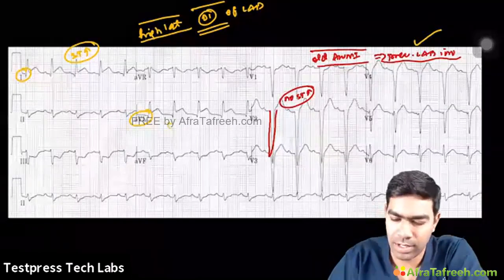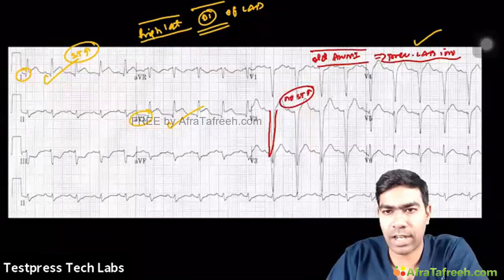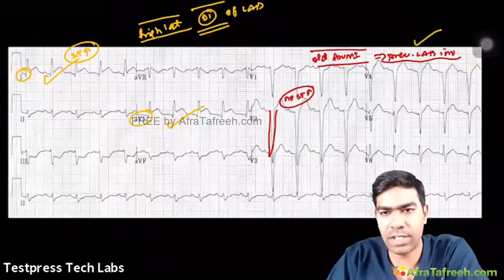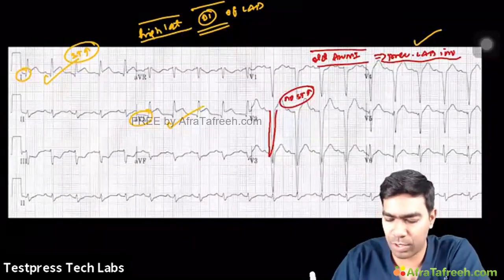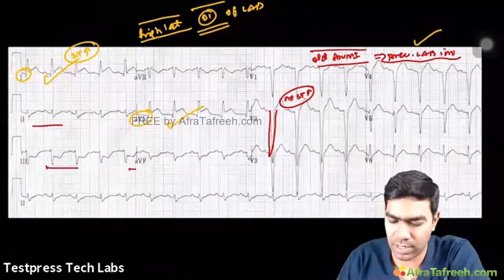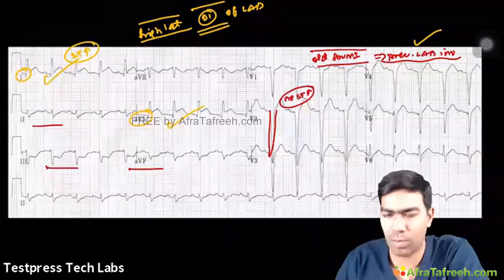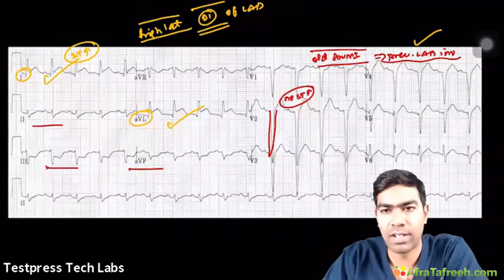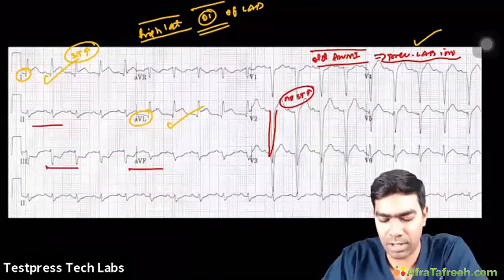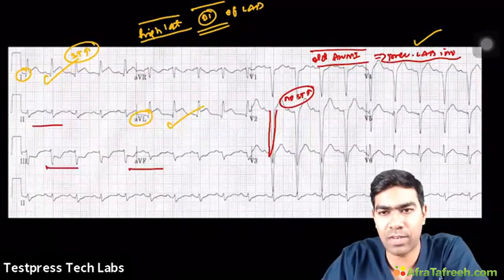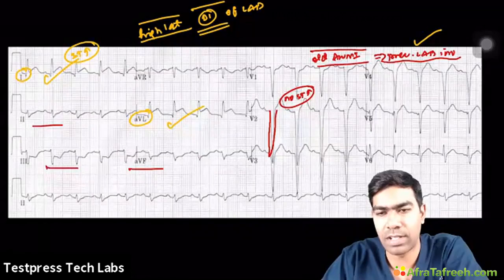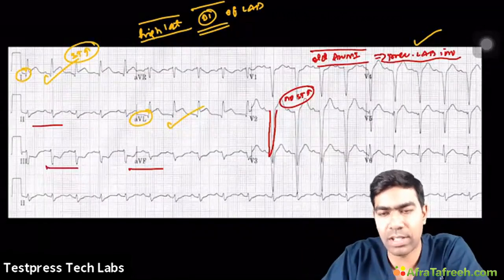You can confirm it's not an LCX for sure, because you're seeing ST depressions. As I told you, if it's an LCX involvement, your 2, 3, AVF will definitely have depression only. Only if it's RCA involvement, 2, 3, AVF would show this, since this thing is more towards the left side.